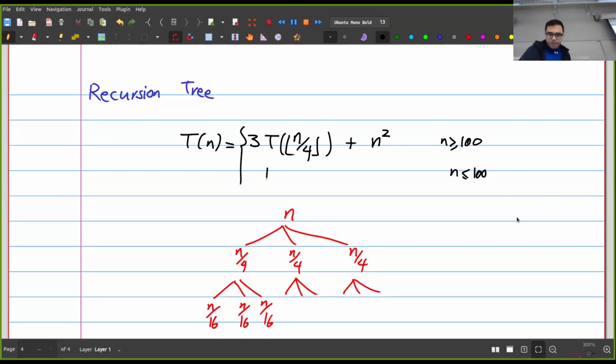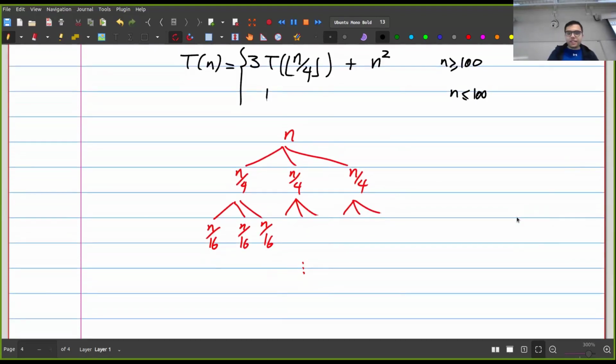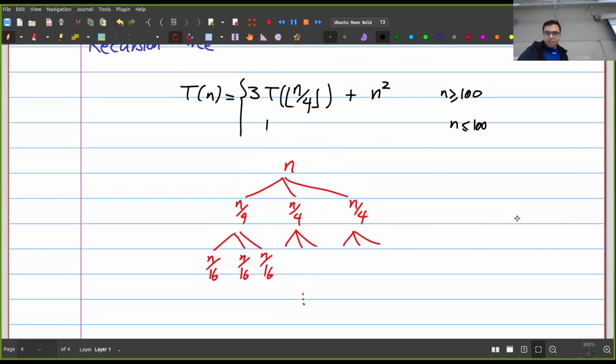Okay. Now, here's the thing. I have to analyze 2 things usually. What is the height of this tree and how much time I'm spending at every node of this tree. And so the first one is easier. What is the height of this tree? Log n. Yes, log n. More specifically, log of n in base 4. Right? That's the height that I have here.